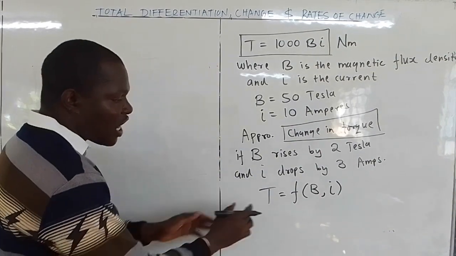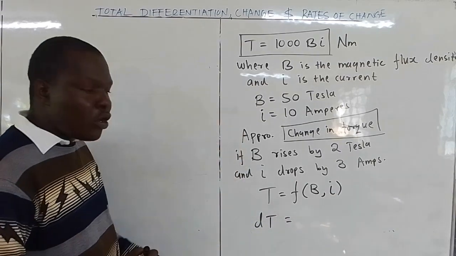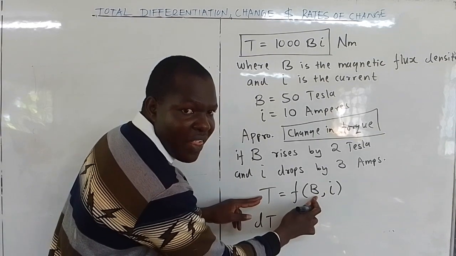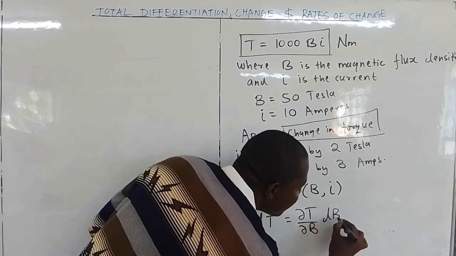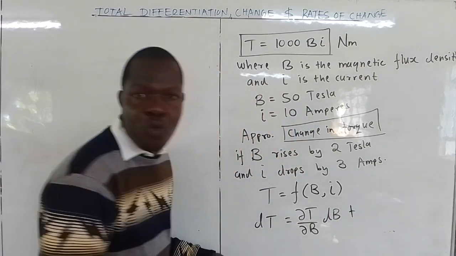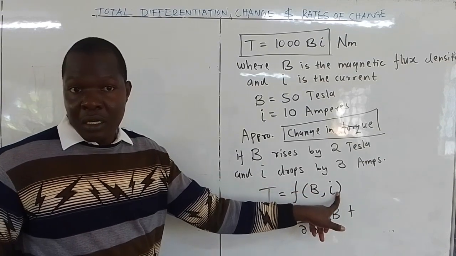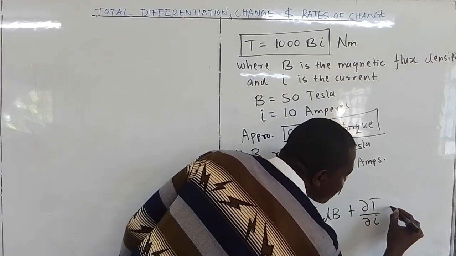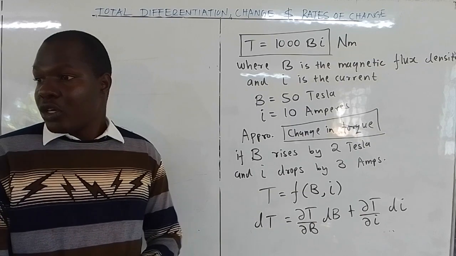So if you now construct T to be a function of B and I, meaning the total derivative dT, you differentiate T partially with respect to B, then you remain with dB. Are we together? Is that okay? Then it is plus, you differentiate T partially with respect to I, then you remain with dI. So you see, you have the total derivative, isn't it?